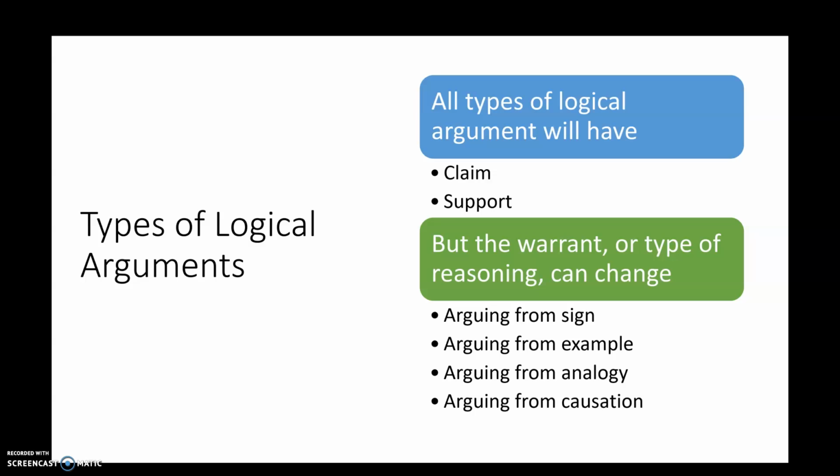Now we're going to go back to Toulmin, and we're going to talk about how you form that kind of argument. So all types of logical argument will have claim and support. So claim is your proposition. It's what you're trying to prove. And support is the evidence that you use to support it. But the warranting, or the way you use that support to prove your claim, can change. And so there are four main ways to do it: arguing from sign, arguing from example, arguing from analogy, and arguing from causation.